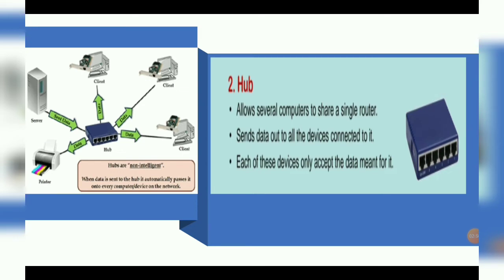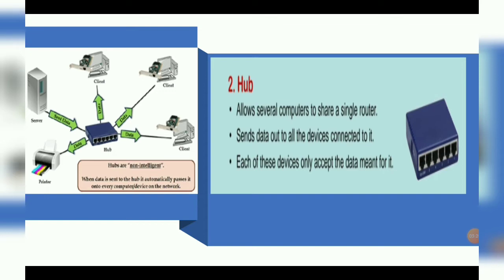Next up, we have a hub. A hub allows several computers to share a single router. Now see guys, we can't have a different router for every single computer, right? So we can use a hub, which allows several computers to share a single router. It sends data to all the devices connected to it. For example, when data comes to the hub to be sent to a single device, it sends it to all the devices, and each device only accepts the data that is meant for it. If the data is meant for that computer, then it receives it and processes the data; otherwise it's just ignored.